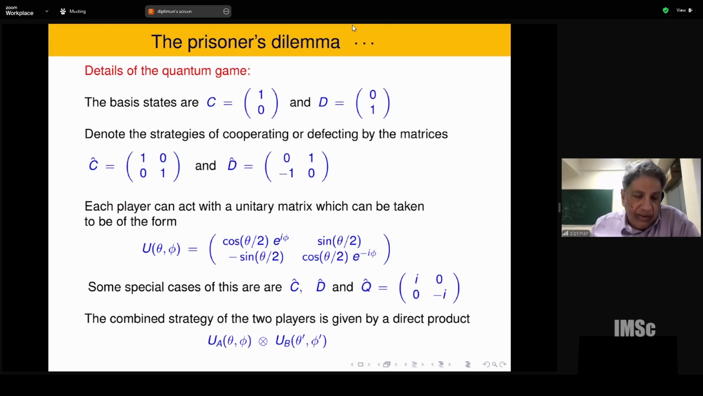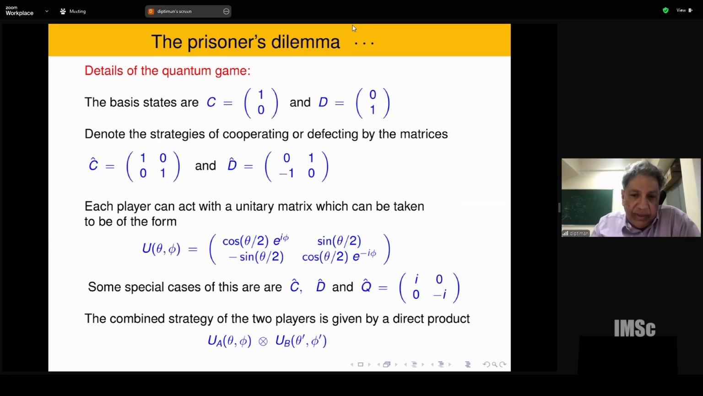Now the details. The basis states are C = (1, 0) and D = (0, 1), so cooperating or defecting. These are the basis states, so they're columns. You also have strategies which are matrices. The cooperative strategy is C hat, which is the identity matrix, and D hat, which is this off-diagonal matrix (0, 1; -1, 0). It's actually i times one of the Pauli matrices.